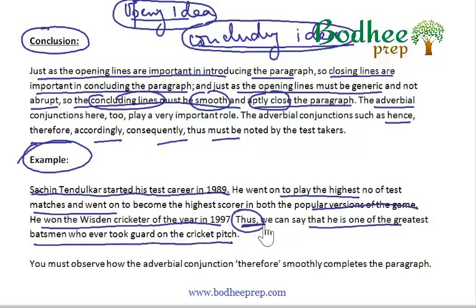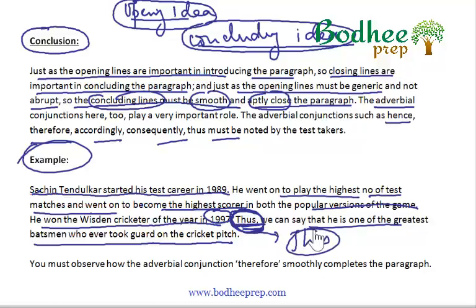Now we have thus, the adverbial conjunction that shows that yes, this is likely to conclude something based on certain reasoning or evidence. This conclusion is based on reasoning and evidence, and it is not a random word that has come from nowhere. So what is the evidence? The evidence is he went on to play the highest number of test matches, went on to become the highest scorer in both the versions of the game. He won the Wisden Cricketer of the Year, and going by these achievements, we can say that he is one of the greatest batsmen. So simply, thus does not show that it is concluding.